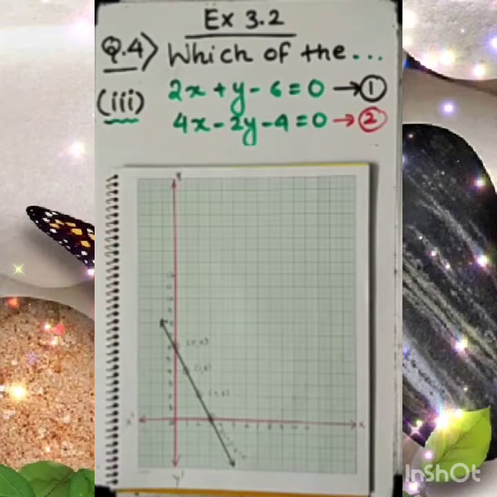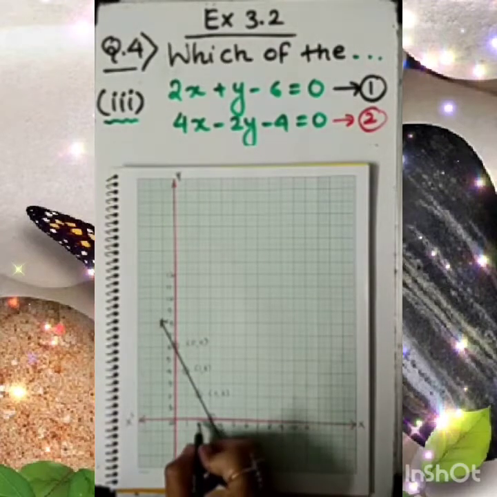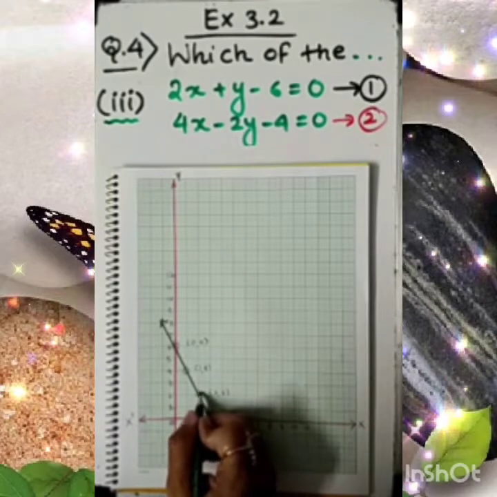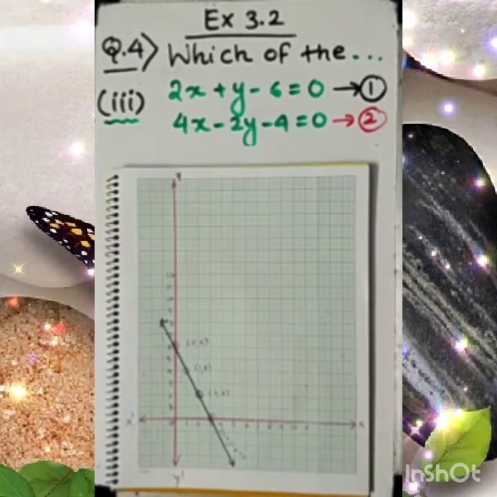Okay. Now the second line is 4x minus 2y minus 4. Now we are going to locate the points for that line, so be ready for that. The first point is here, that is (2, 2). We found (2, 2). It already lies on this line.